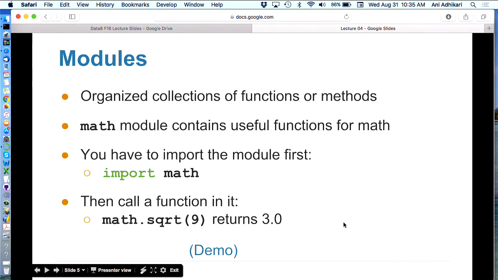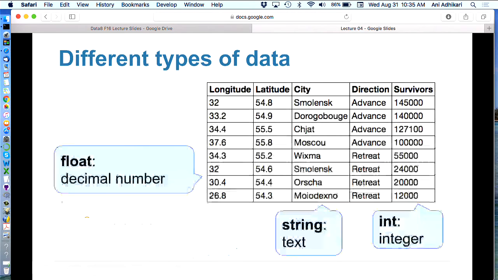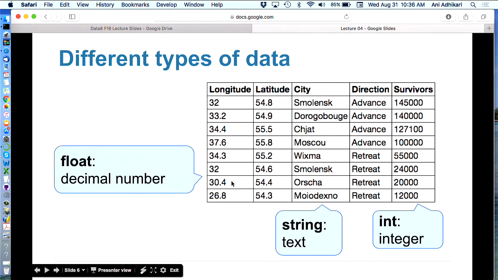Well, do you remember this from last time? That was Minard's data about Napoleon's army. And I want you to look at different data types. I've labeled three of them. So these are decimal numbers. These are what we are now calling floats. The number of men is an integer.